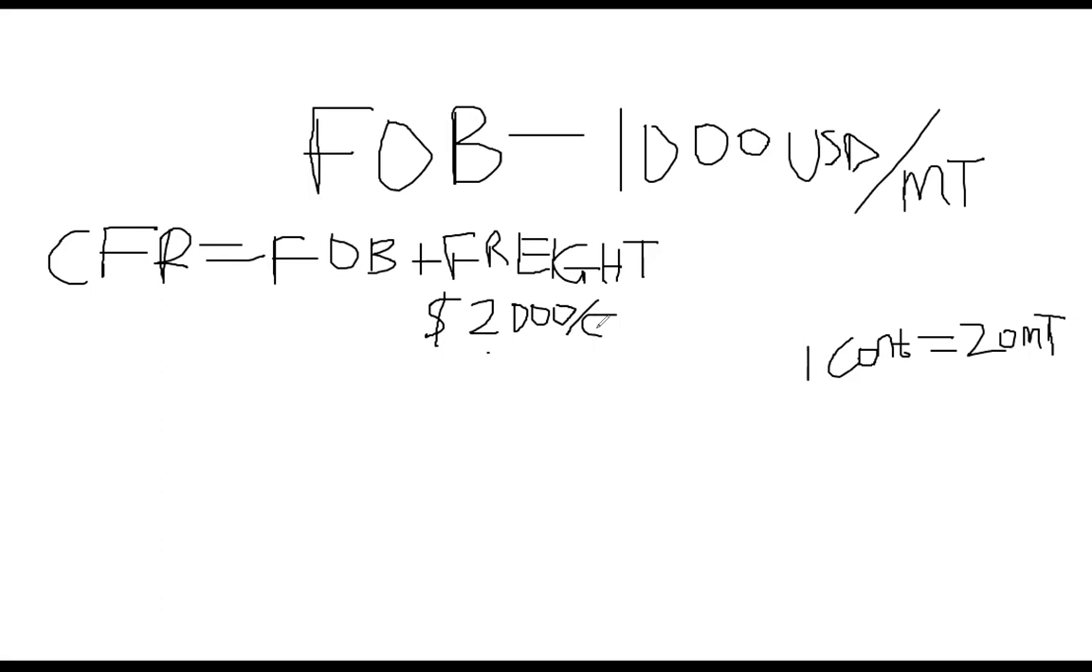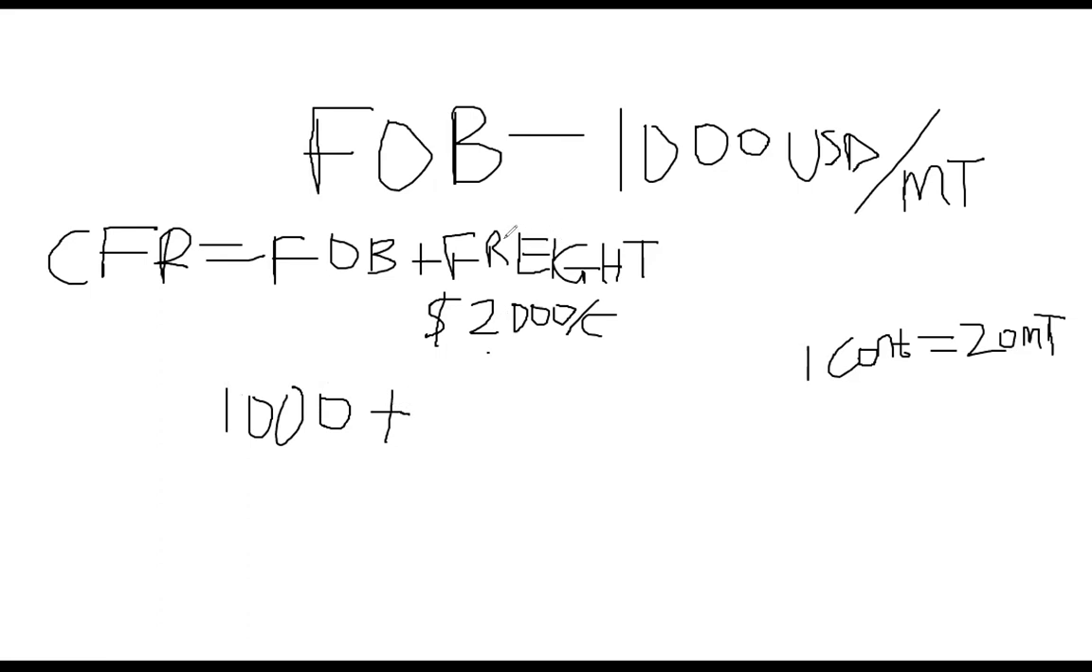Remember, CFR is FOB plus freight. But this buyer is asking me for a CFR price per metric ton, and I have a freight charge of $2,000 per container. I need to divide $2,000 by the number of tons. You remember I have an FOB price already, because some people will go and add it together. My FOB price, remember, is $1,000 per metric ton.